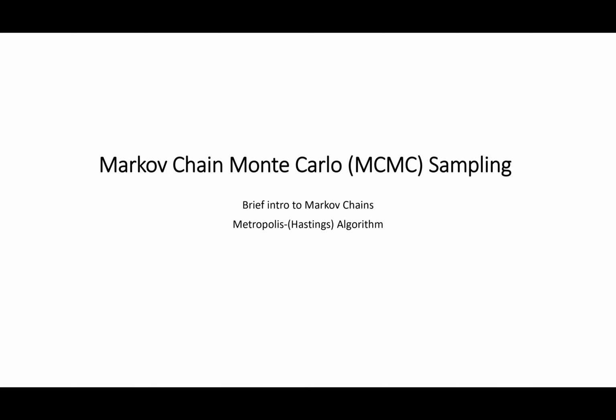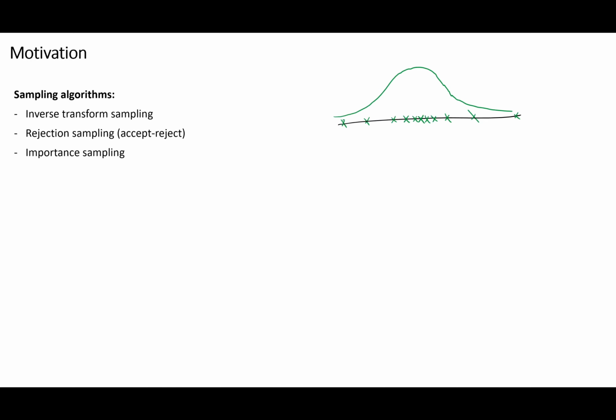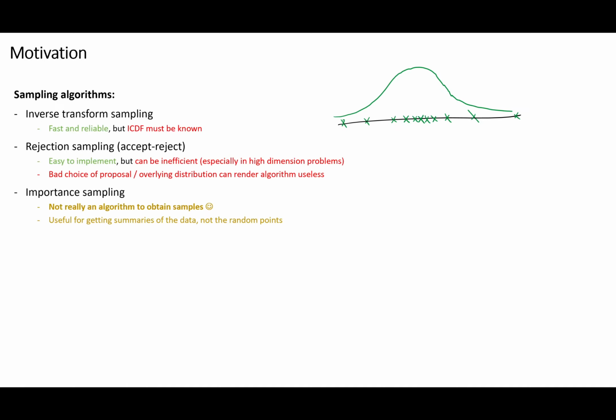Alright, so let's go. So some motivation. So far we have talked about three sampling algorithms. Each of them had some pros and some cons. Inverse transform sampling is very fast and reliable, but you have to know the ICDF, the inverse cumulative distribution function. Then the rejection sampling, it's an easy algorithm to implement, but can be inefficient, especially in high dimensions.